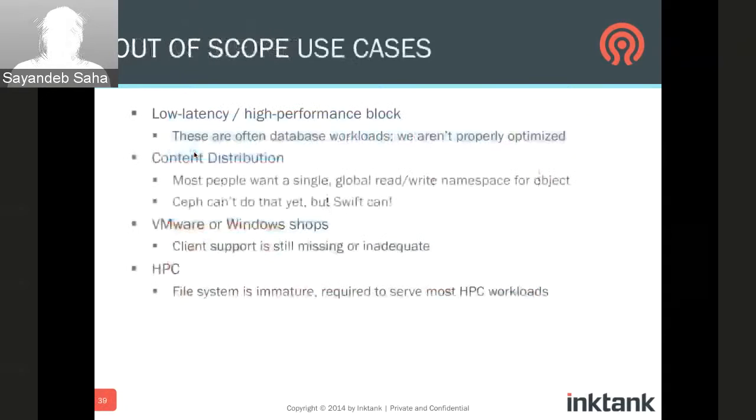So, out of scope use cases: anything that's highly transactional in nature, or low latency workloads, includes databases, payroll apps, SAP. They're currently out of scope. Ceph is not optimized yet to handle those workloads. Content distribution, what people want to do is read and write from a single global read-write namespace, have a single namespace and access it directly from different, almost like points of presence of data.